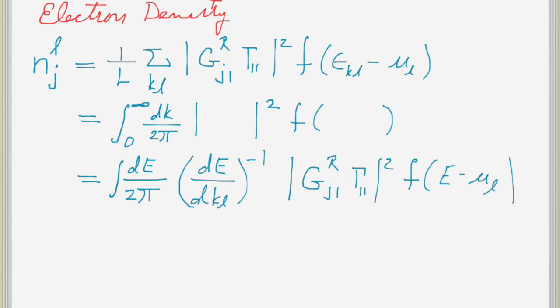And dE dk inverse is just equal to A over h bar times the velocity, and that is equal to 1 over gamma 1, 1. Actually, it's equal to this: 1 over A times A over, so it's times the 1 over A, which I'll pull out front.